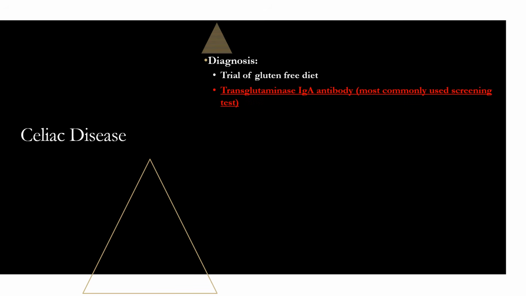And the lab that you need to know is something known as transglutaminase IgA antibody. It's the most commonly used screening test, and a lot of times it is enough to diagnose these patients with celiac disease. So that's one you really need to know.